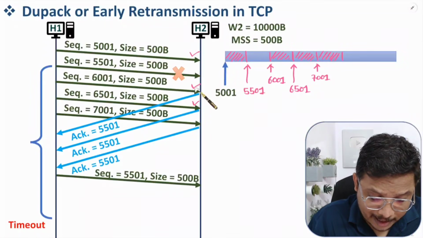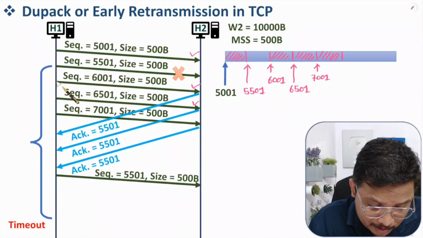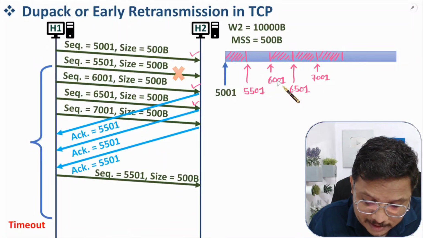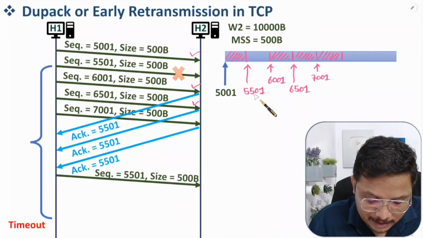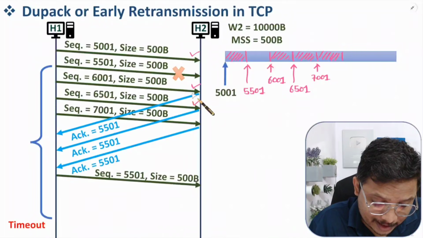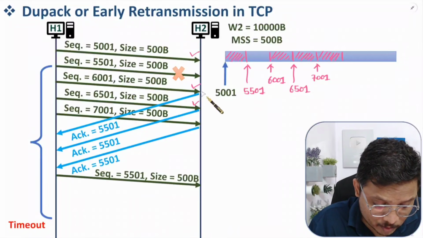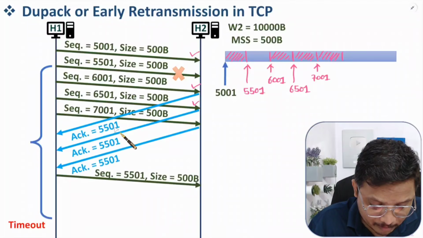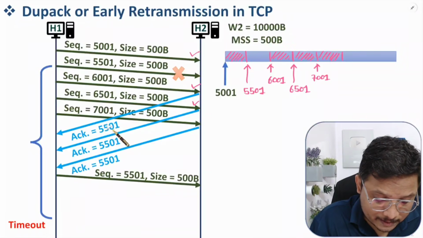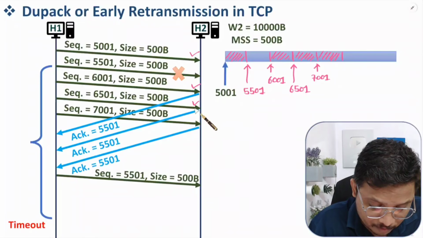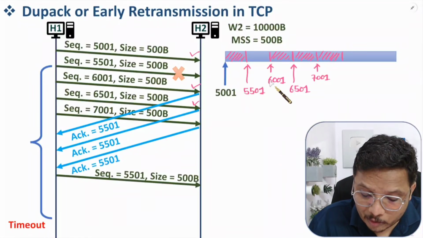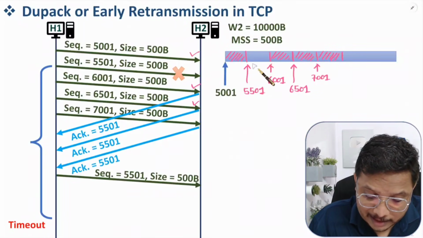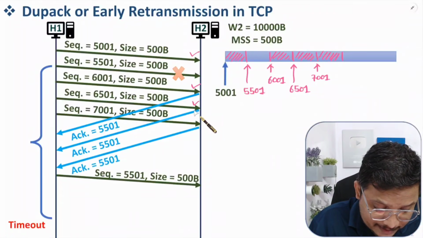As soon as H2 receives the segment with sequence number 6001, it was waiting for which sequence number? 5501. So it forwards an acknowledgement, and in that acknowledgement it says it is waiting for the segment with sequence number 5501, right? When it receives another segment, at that time also it gives an acknowledgement which says I am also waiting for this sequence number. Although I have received these segments, I need to fill this gap, and for that it gives a second acknowledgement.